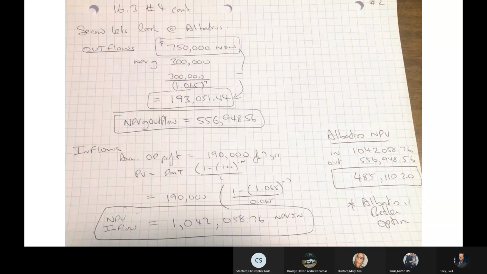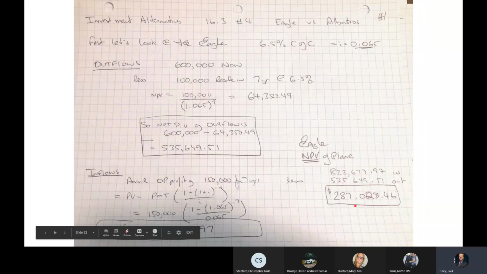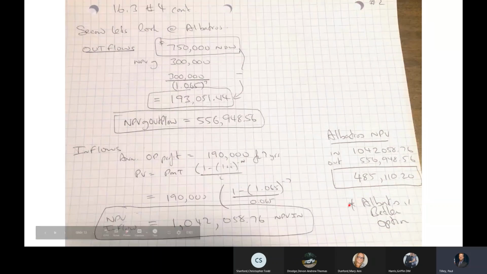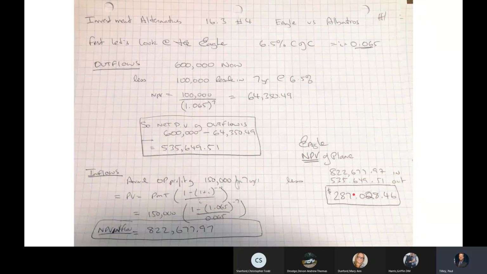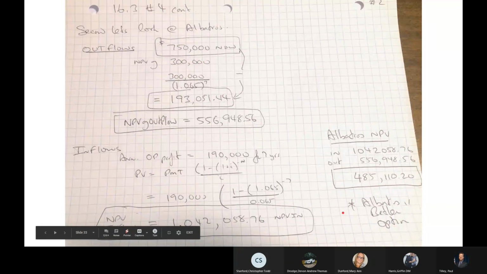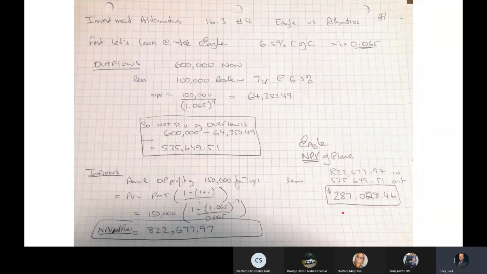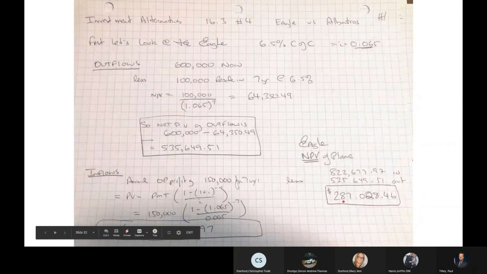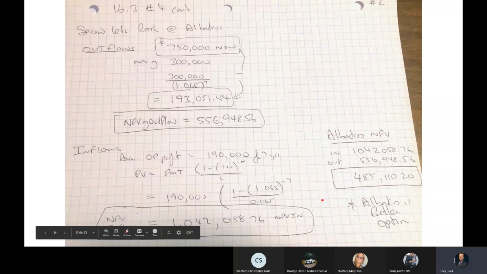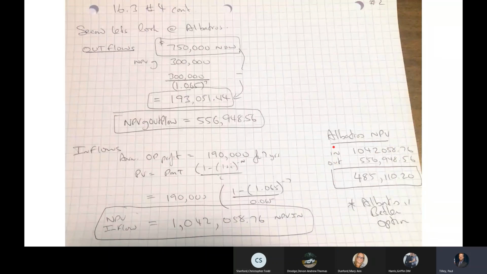better option. And then the question, I think, asks what is the additional value of one over the other? Well, if we took the 485, which I haven't done, and subtract the 287, you're going to find that that's about $160,000, or 485 less 287 is $200,000 benefit of one plane over the other. So that's effectively how that works.